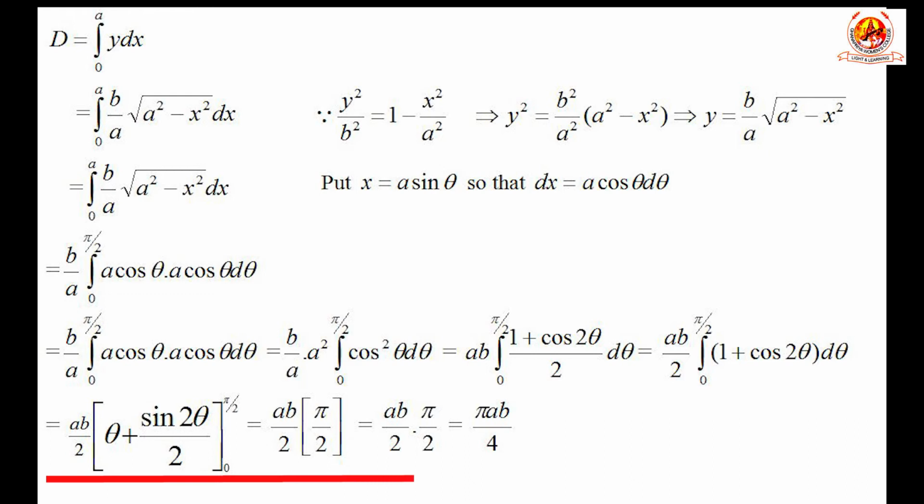In this case this becomes ab by 2, and the value of sine twice theta by 2 will naturally be 0 in both cases. That means in the case of 0 also, and in the case of pi by 2 also, because sine 0 degree is always 0. Therefore the value is taken here in the case of theta. Theta becomes pi by 2. Therefore this becomes ab by 2 into pi by 2. This becomes pi ab divided by 4.